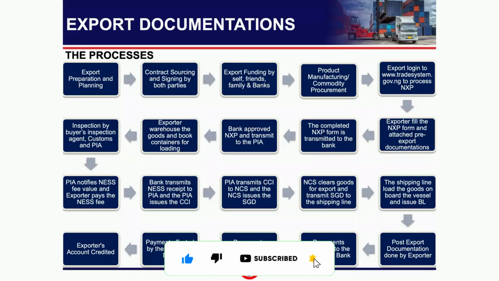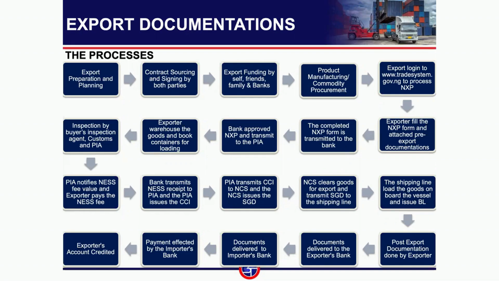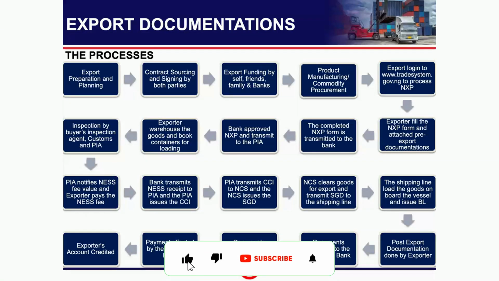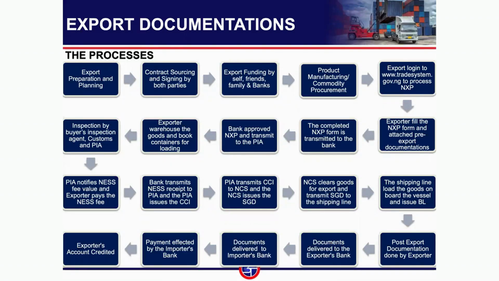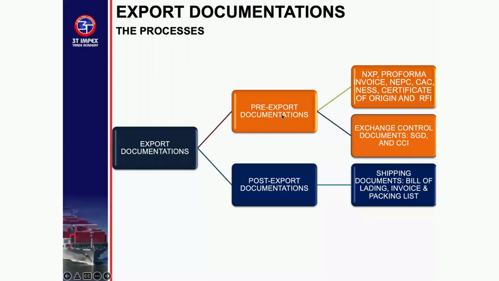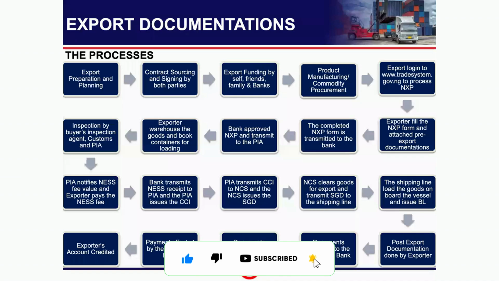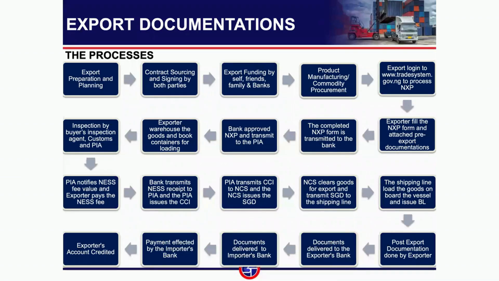Now, the PIA transmits the CCI to customs, and customs issues the single goods declaration form. Customs clears the goods for export and transmits the SGD to the shipping line. All these are done on a platform online. The shipping line loads the goods on board the vessel and issues the bill of lading. Depending on the payment method, that will determine what the post-export documents will be like. These are post-export documents, which are basically shipping documents: bill of lading, invoice, packing list. These documents are transmitted from the exporter to his bank. Jaiz Bank will send them to the importer's bank. The importer's bank effects payment, and the account of the exporter is credited.